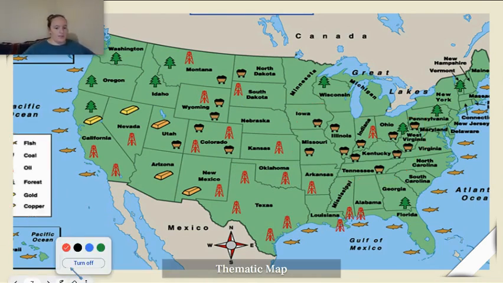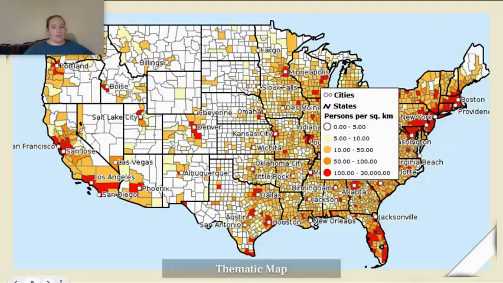All right, our next map is going to be a population density map. With this map, it is important that we find the key right here. Normally the key will be at the bottom and it won't cover up half the map, but today it's right here. And it's going to tell us how many people per square kilometer. So if there are 0 to 5 per square kilometer, that means there's not a lot of people. So it would be rural.